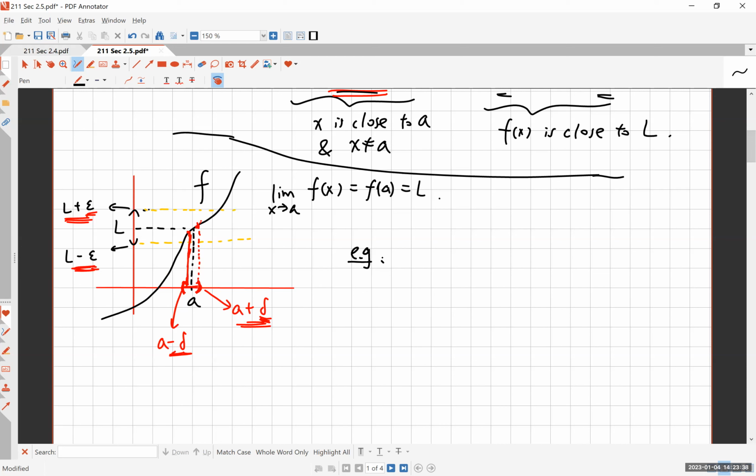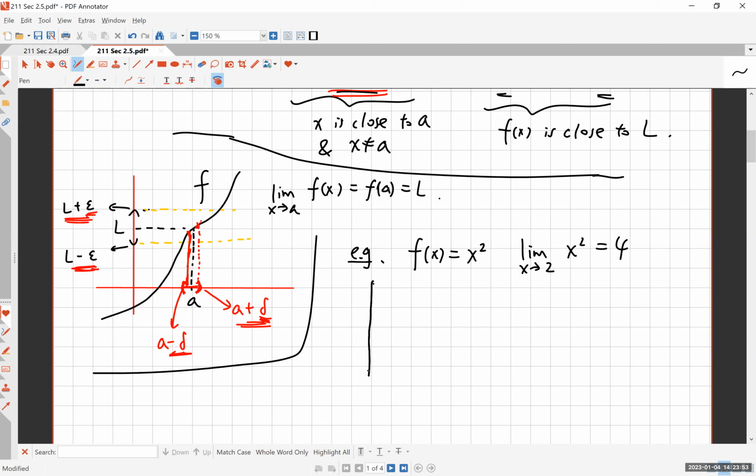All right, I am going to give you an example just so you know how this applies. Let's say x squared. You know the limit of x squared as x approaches 2 is 4, right? How do you know that?